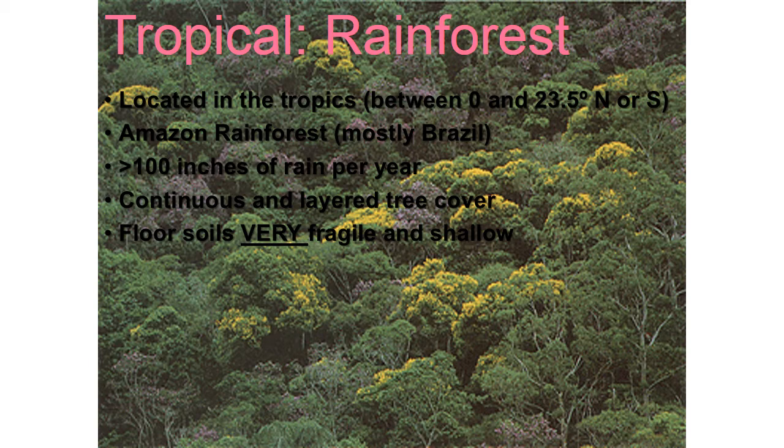So it's a very closed ecosystem. If you disturb the trees, you disturb the soils, and certainly you can't plant those trees all over again once the soils have disappeared as well. So the trees act as a way of preventing erosion of these very weak and shallow soils.